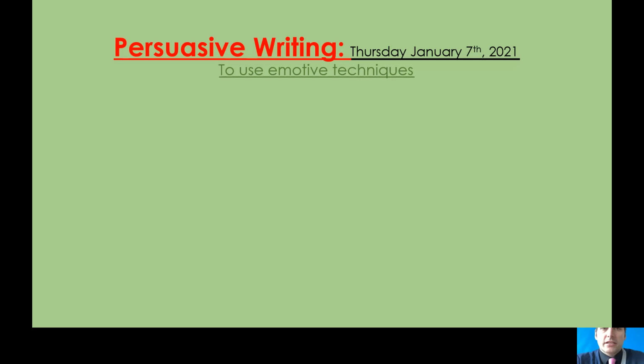Hello, Year 6. Today, for our English session, we're focusing on the skills we need to persuade others again, as we did yesterday. To begin with, we're going to think about emotive techniques. So, this is an additional skill which we can add to our rhetorical questions, and the emotive language that we use can make people agree with us.